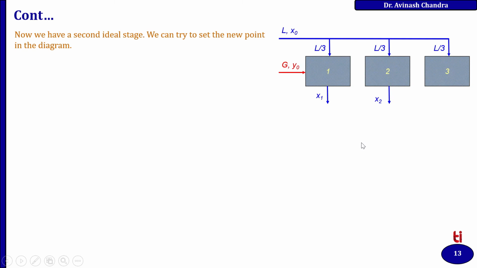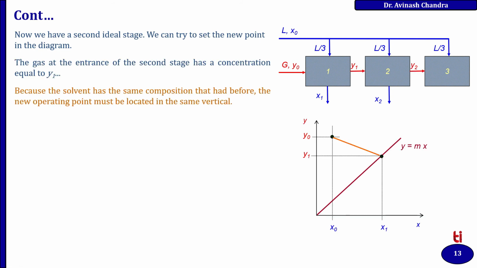So now we have a second stage, where we can plot the new point in the diagram. You can see here the composition of the liquid is already x naught, but the gas composition at the inlet of the second stage is y1 and exits at y2. Similarly, the liquid exits at x2. So again, x2 and y2 will be at equilibrium.